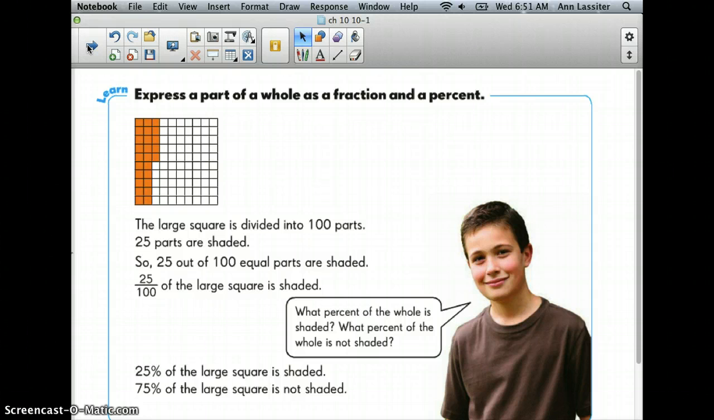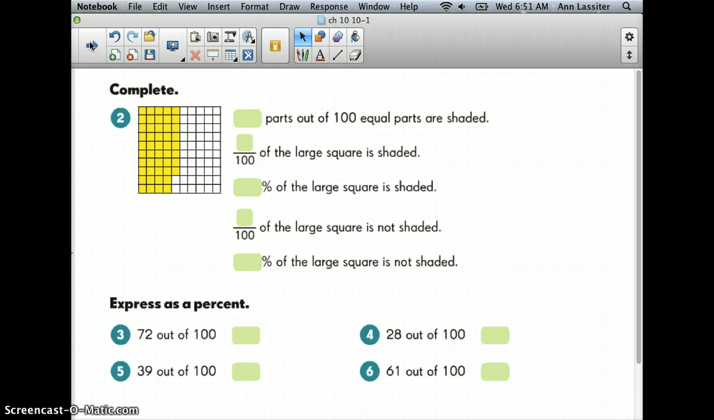I'd also like you to notice that the shaded part is 25%, so the difference between 25 and 100 would be the unshaded part, so 75% of this big square is unshaded. Again, I'd like you to pause this video and answer the guided questions 2 through 6.